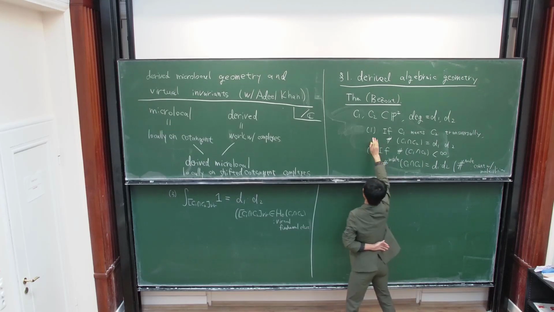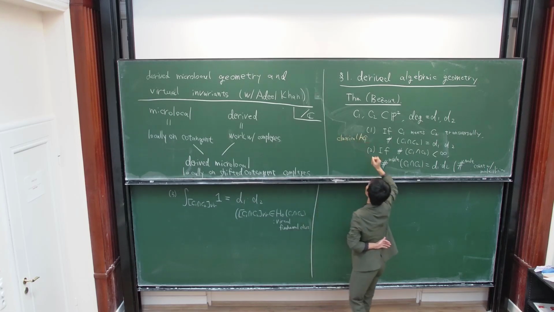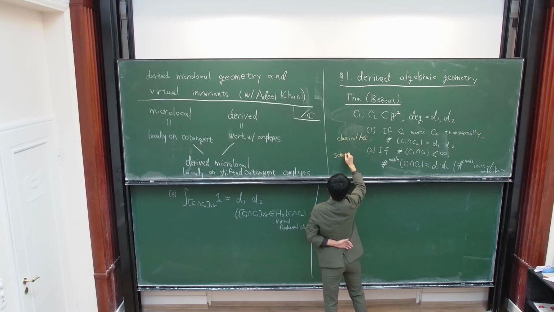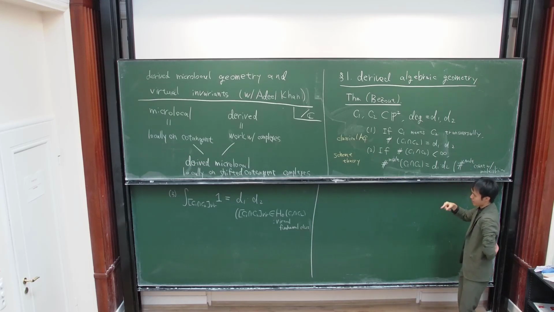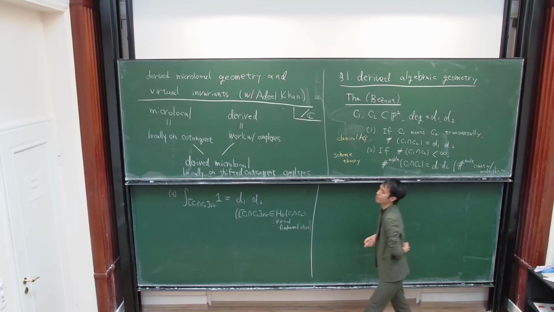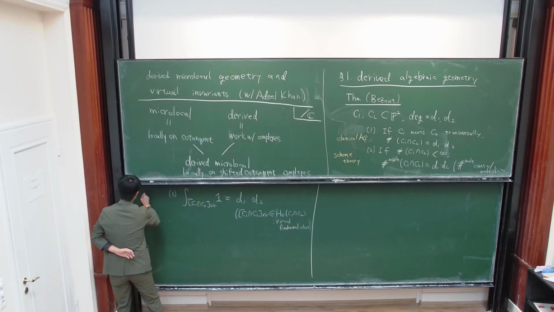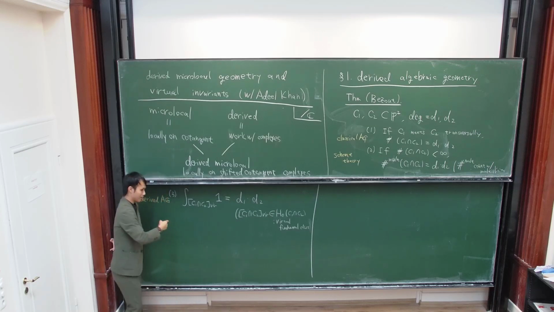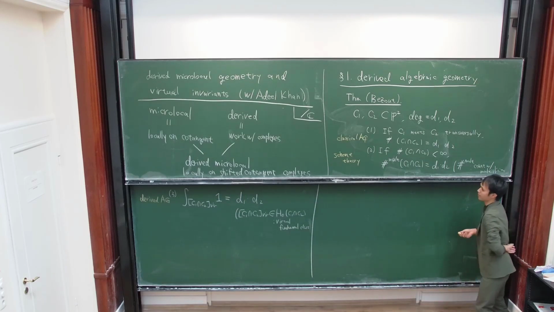In some sense, the first statement corresponds to classical algebraic geometry before Grothendieck. And the second statement corresponds to scheme theory, because the multiplicity depends on the scheme structure of the intersection. And the third statement corresponds to derived algebraic geometry, because the virtual fundamental class depends on the derived structure of the intersection. Okay, great.